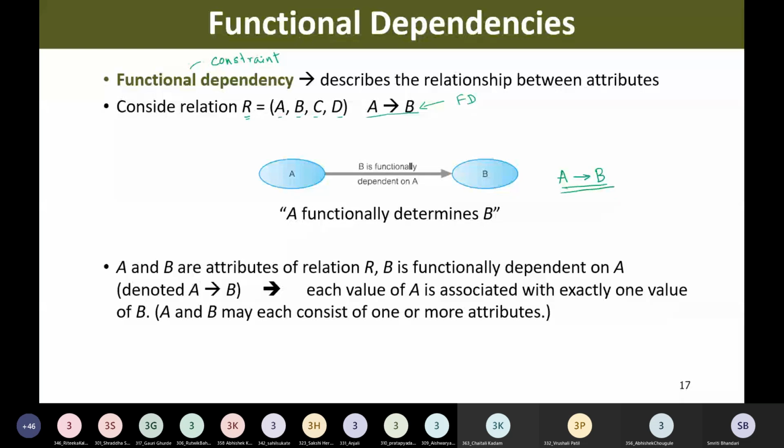Let us try to interpret it further. A and B are attributes of the relation, and B is functionally dependent on A. What does it indicate? It indicates that each value of A is associated with exactly one value of B.